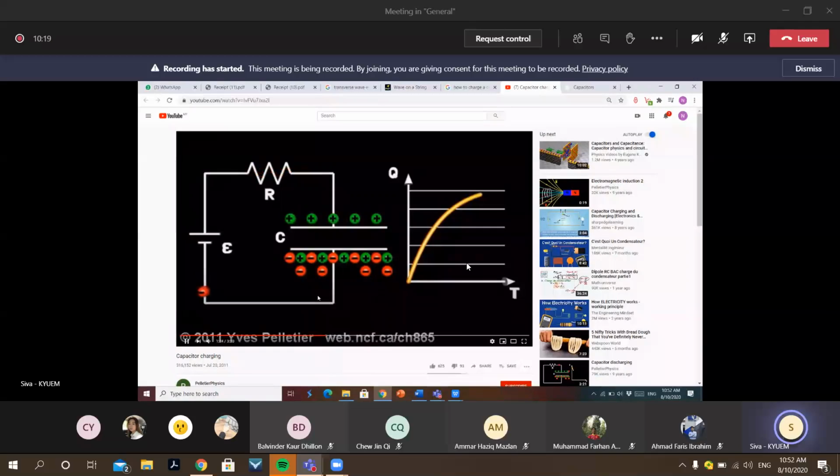The speed of the electron, initially it was very fast. Now it's slow. As the bottom plate is becoming more and more negative, it's finding it more difficult. There's a repulsive force.